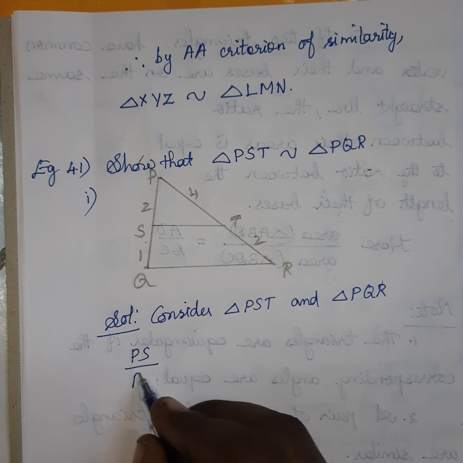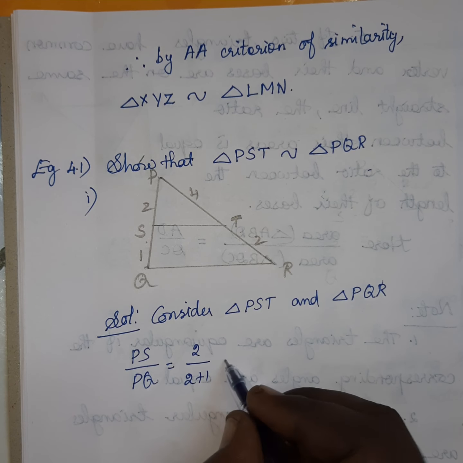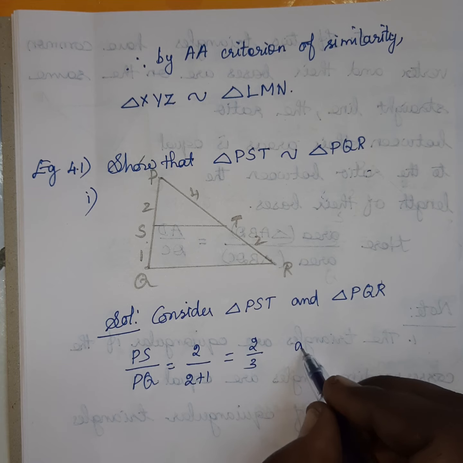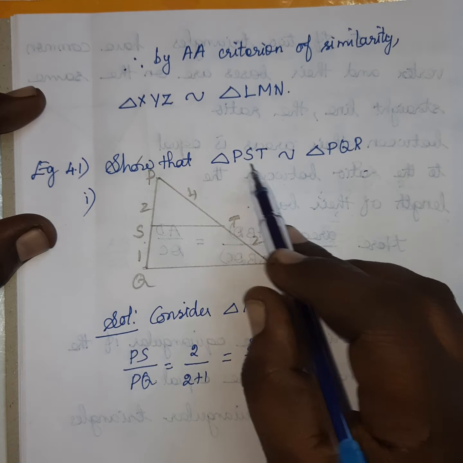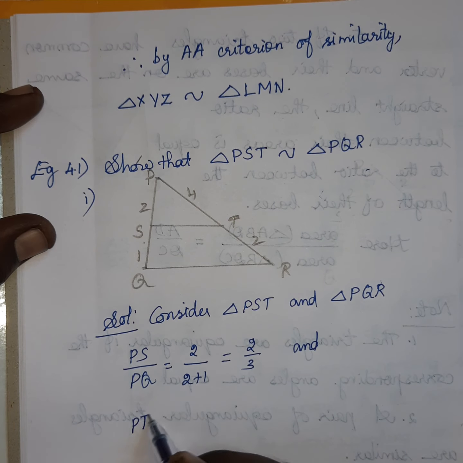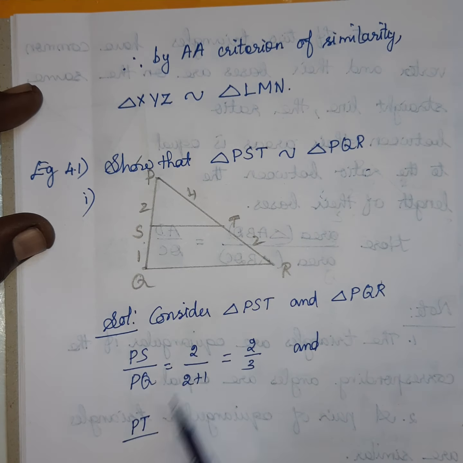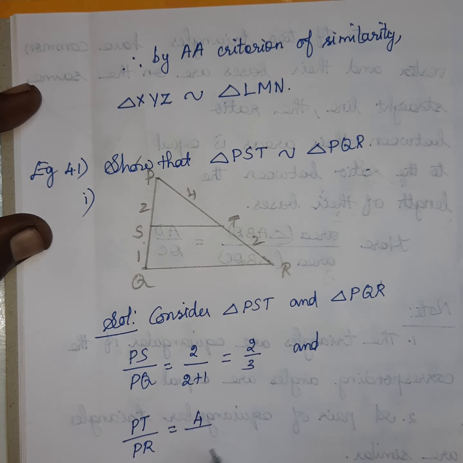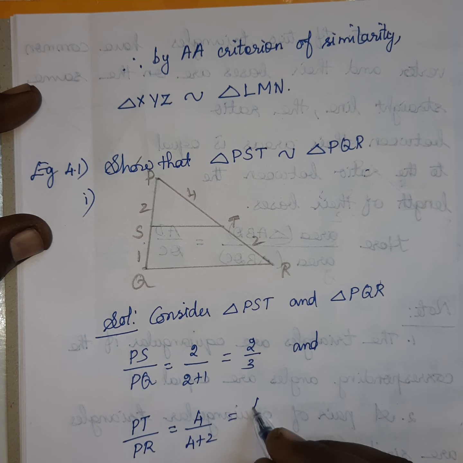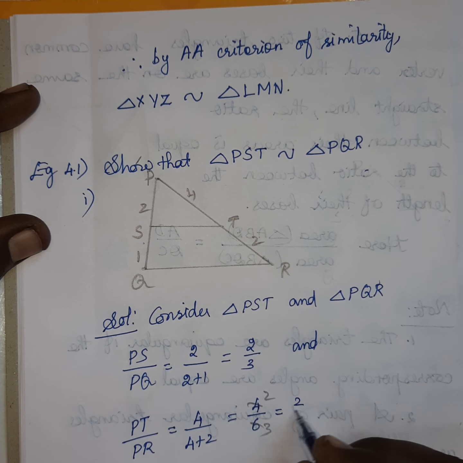PS divided by PQ. What is the value? PS is 2 divided by PQ, which is 2 plus 1, that is equal to 2 by 3. The next sides are PT and PR. PT from the small triangle PST divided by the corresponding side PR. PT value 4 divided by PR value 4 plus 2, that is 4 divided by 6. We can reduce this using the 2 table: 2 twos are 4 and 3 twos are 6. So you will get 2 by 3.